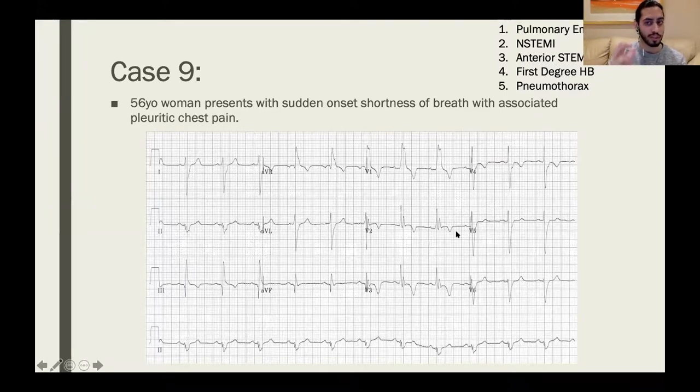One extra thing I want to mention with this ECG, look at lead one. So we know it's got a big S wave. What's up with lead three? You don't usually get that large a Q wave.